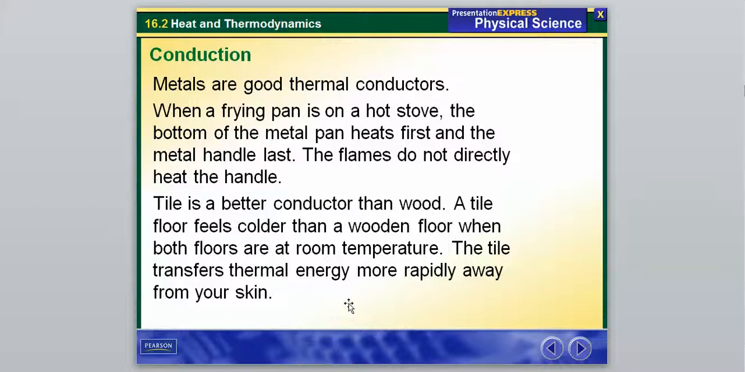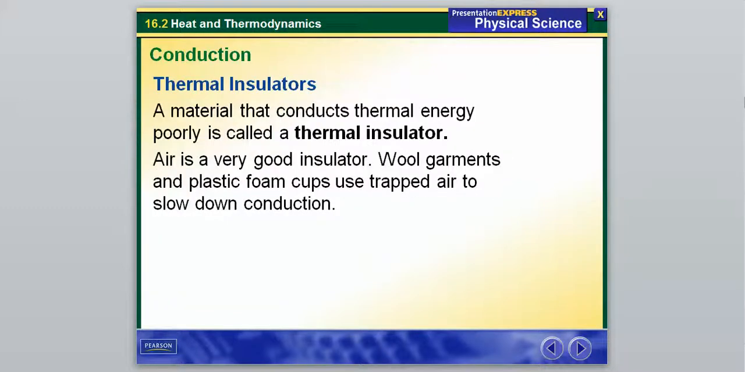whereas wood, the thermal energy is in there, but it is kind of more trapped. It doesn't move as quickly as it does through tile. So I think that's kind of a cool example here. And a material that does not conduct thermal energy well, or that conducts it poorly, is known as a thermal insulator.